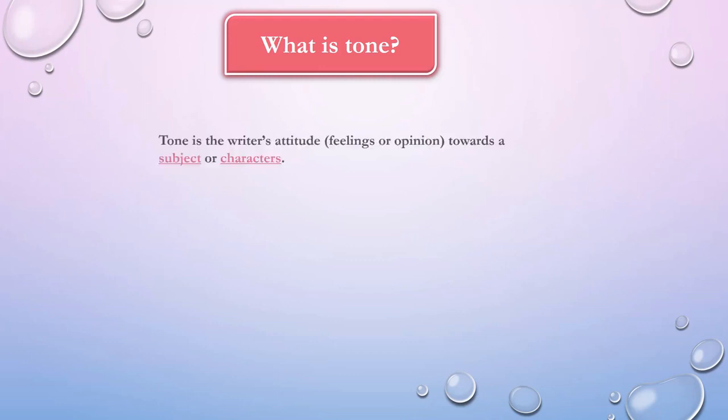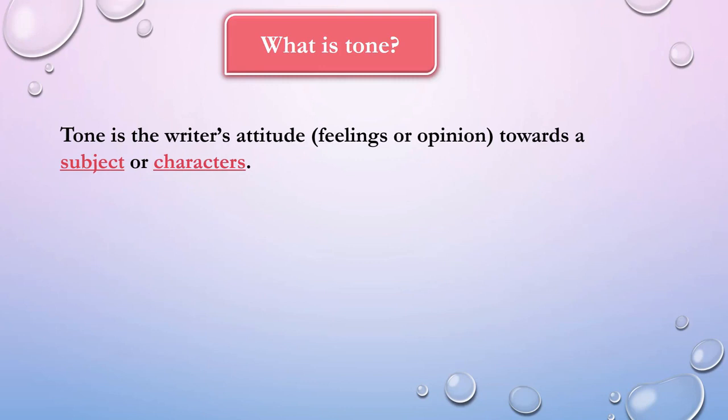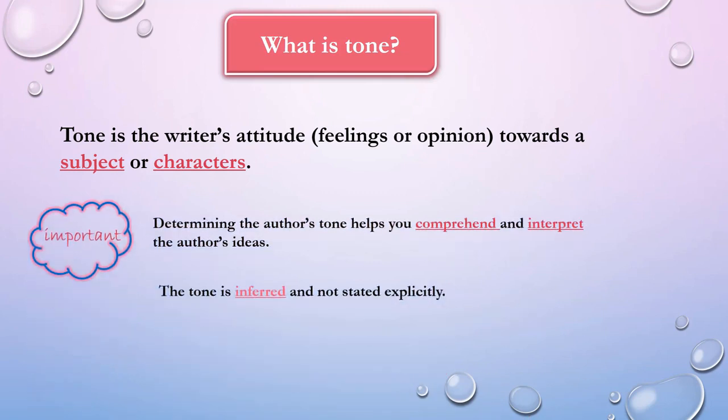So what is tone? Tone is the writer's attitude, feelings, or opinion towards a subject or towards characters. It's very important to know how to identify tone or to determine the tone because this will help us to comprehend and analyze the text easily. Keep in mind that the tone is inferred and not stated explicitly. We are going to discuss in full details these two items.